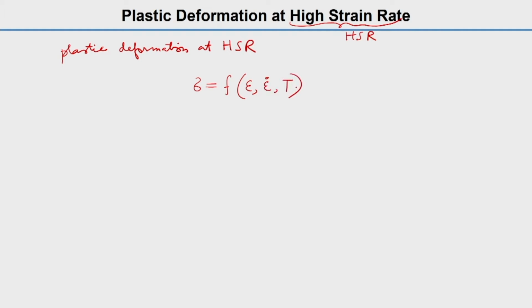As we know, in the elastic region we have only Hooke's law, that is sigma equal to E epsilon. But if we are talking about plastic deformation at high strain rate, we need to consider the strain rate epsilon dot, and we can also consider temperature here. So this is the constitutive equation. I am sure you know what constitutive equations are; you probably studied them in your solid mechanics classes. Constitutive equations for high strain rate plastic deformation.